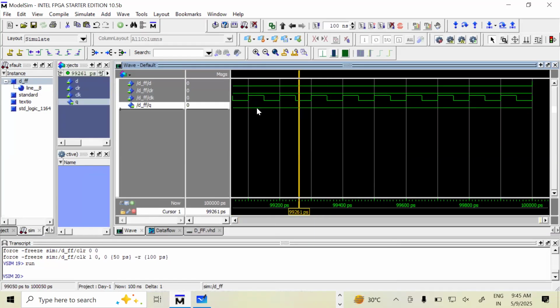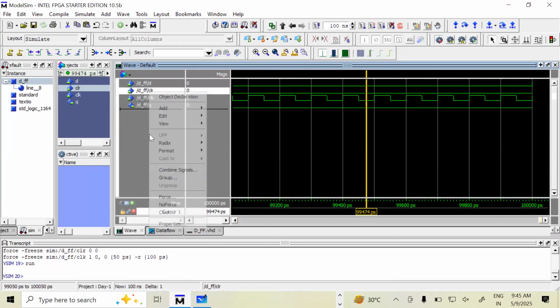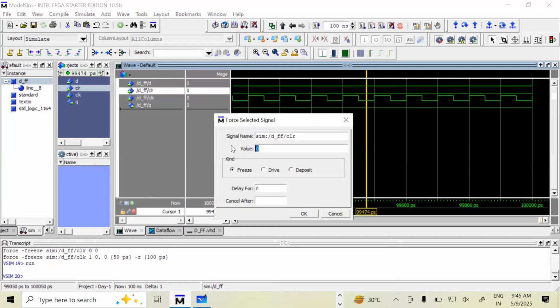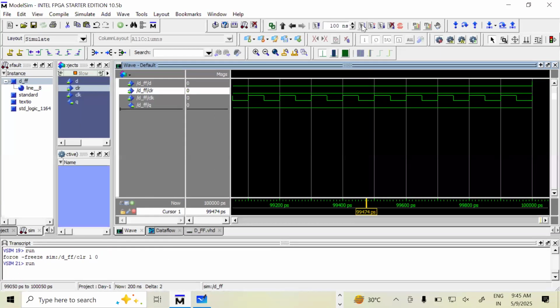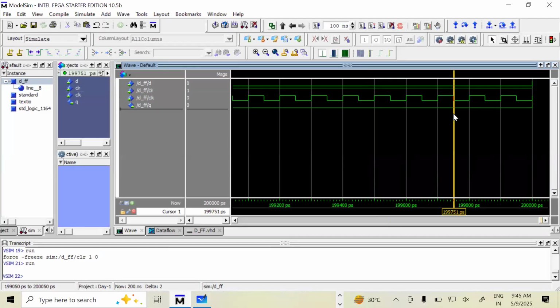See, clear is 0 and the clock is available. Even then the output is 0. Now suppose clear is 1. Then see whether the else statement is working or not. Now for the zero input, the output is changing.